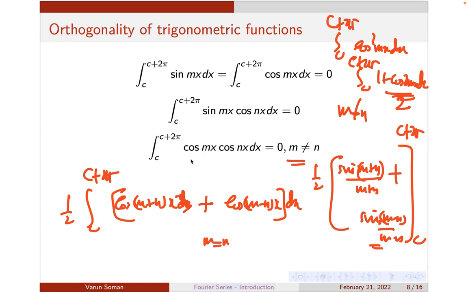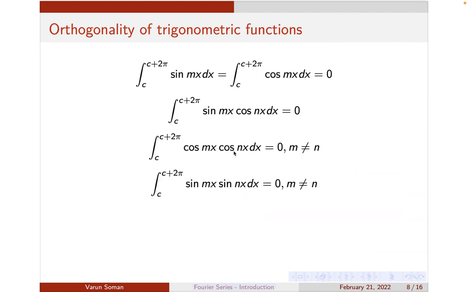Okay, so integral of cos mx cos nx dx is equal to 0, and similarly integral of sin mx sin nx dx also will be 0, and integral of cos square mx dx will be pi, and integral of sin square mx dx will be pi. Okay, so these are some properties of trigonometric integrals. This is extensively used for deriving the formulas of a naught, an and bn. For you, derivation is not required, but the derivation is based on these properties of trigonometric functions.